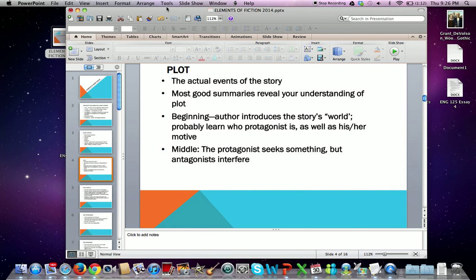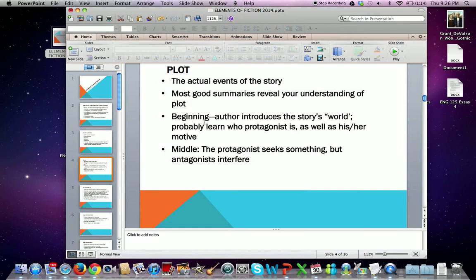So the plot is nothing more than the events of the story. You almost want to say the plot are, but subject and verb agreement would be off. But that's actually more accurate. When we get to writing summaries next week of stories, most reveal your understanding of plot. That's it. You know the events. And not even all of the events, just the major ones.